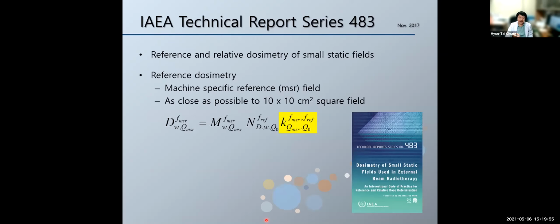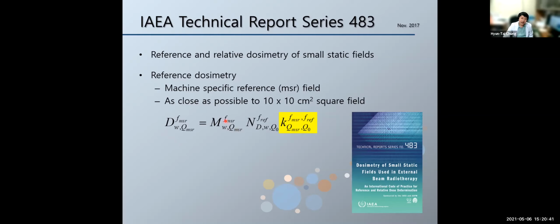Because this is small field dosimetry, we need to look at TRS-483, which was published in November 2017. It gives a code of practice for reference and relative dosimetry of small static fields. They suggested using a machine-specific reference field for each device, and that MSR field should be as close as possible to a 10 by 10 square centimeter field. And this is the formula they recommended in order to obtain the dose to water at a single point.